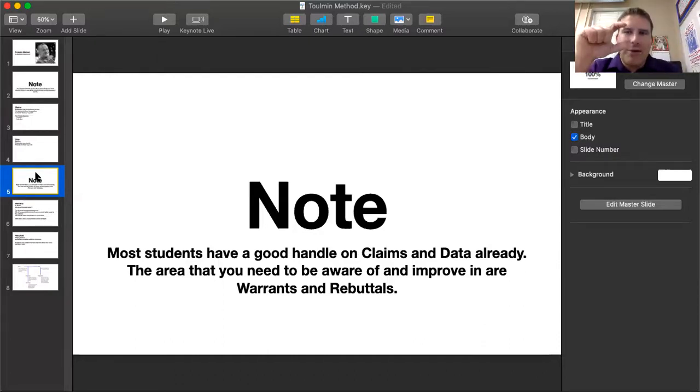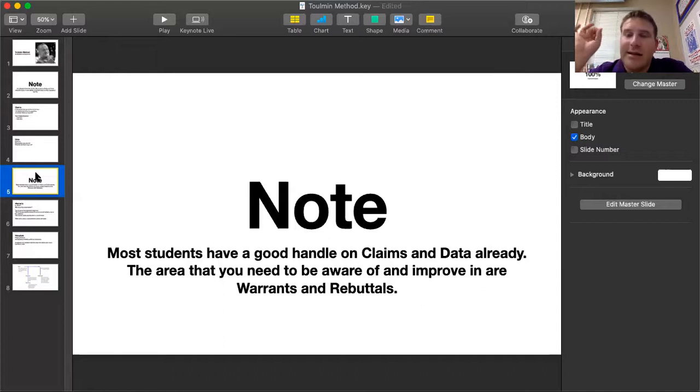So you need that graham cracker, you need that warrant as the graham cracker to help hold together the claim and the data and keep it from falling apart. Without the warrant, your argument goes nowhere. It lacks, because here's the thing you have to keep in mind. You're talking to a general audience, and you have to assume the general audience is dumb.